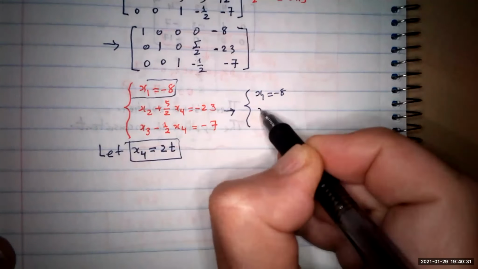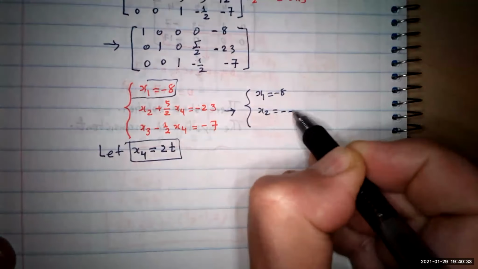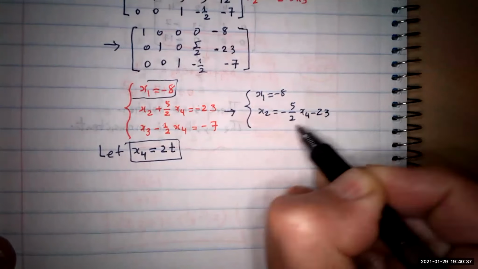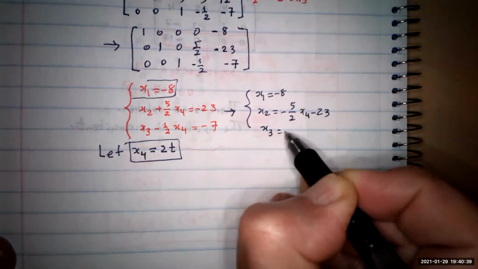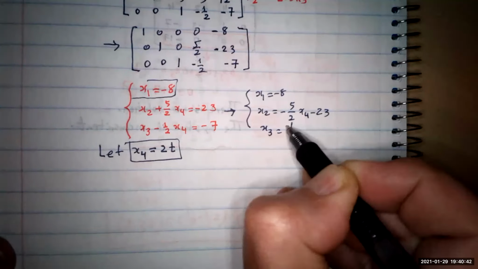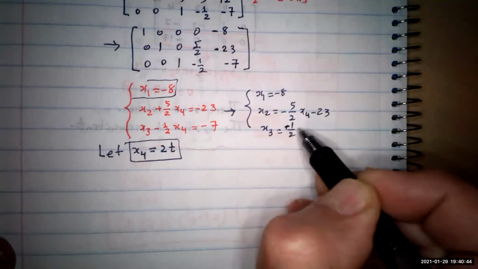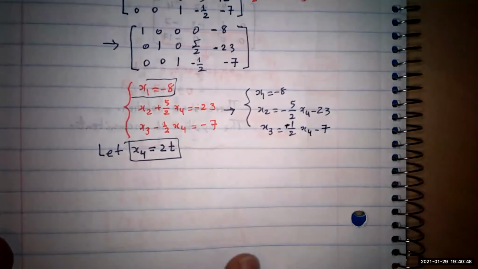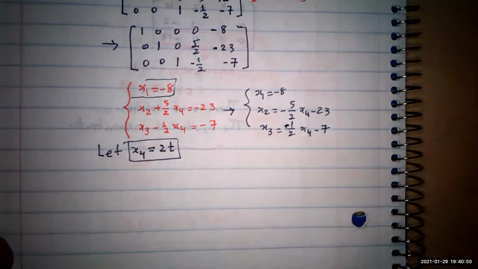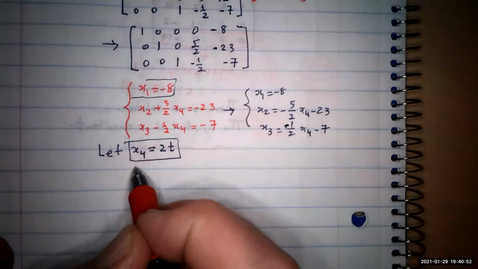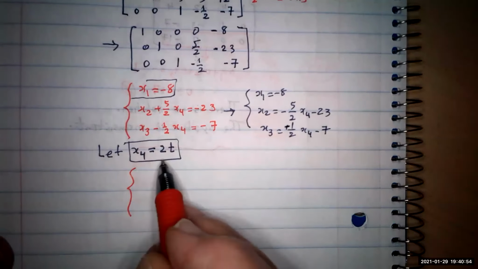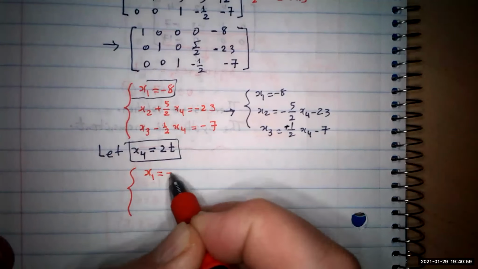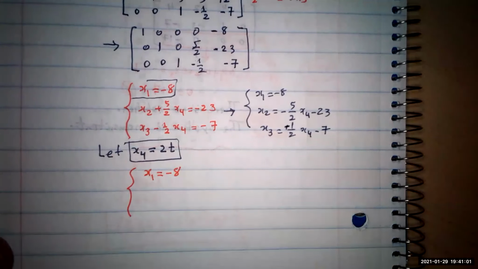If you solve, x2 would be -5/2 x4 minus 23, and x3 would be 1/2 of x4 minus 7. Okay, you solve. Now you can substitute, because you have to pick x4 to be 2t. So x1 is equal to -8. That's going to be your x1.